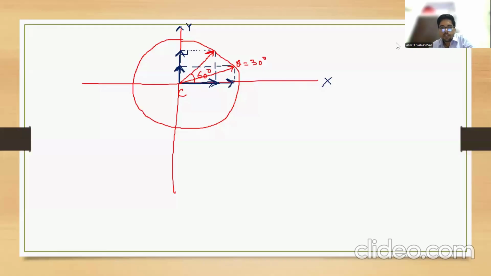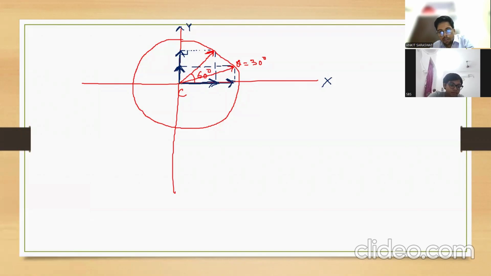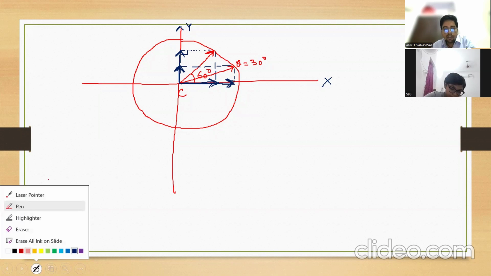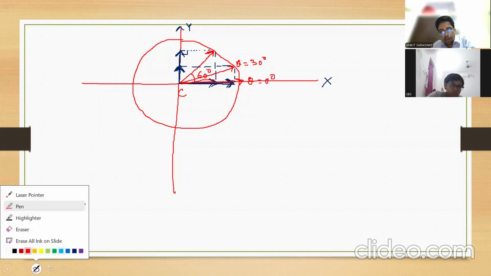Now see the important concept here. When theta is 30 degree, you can see the projection on the x-axis is more. Its length is more as compared to the projection on the y-axis. Similarly, if a given vector is making an angle less than 30 degree, for example 0 degree, here theta is 0 degree. When theta is 0 degree, then the projection on the x-axis will be the complete length.